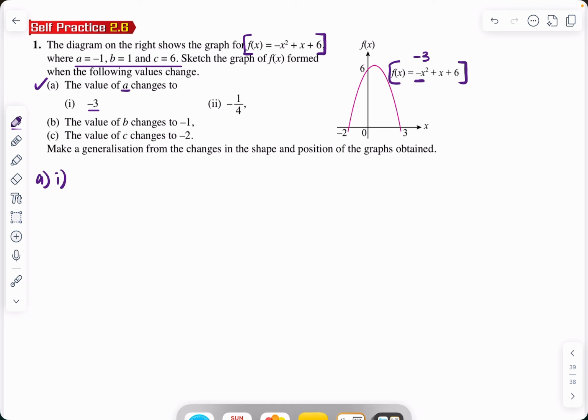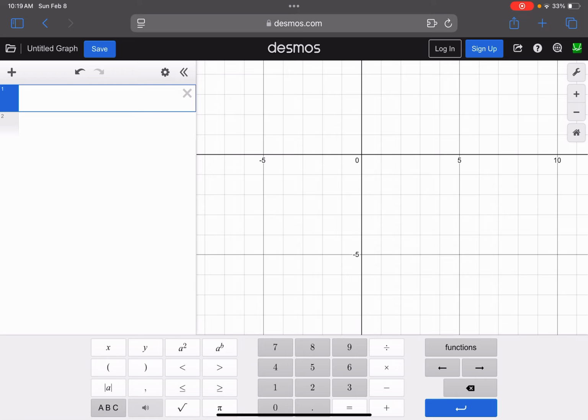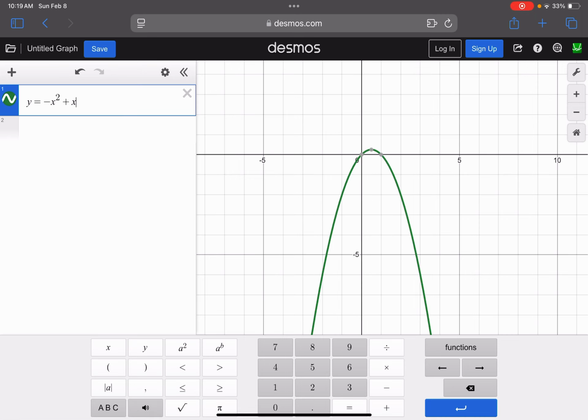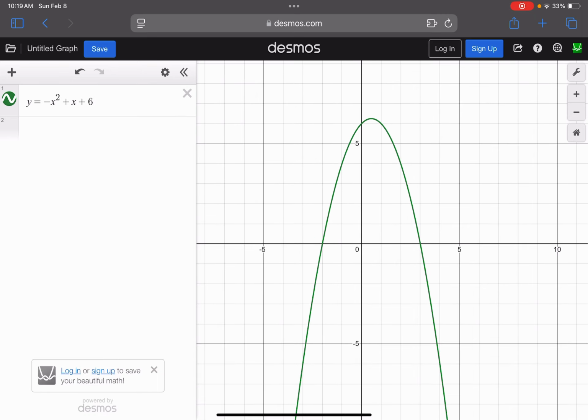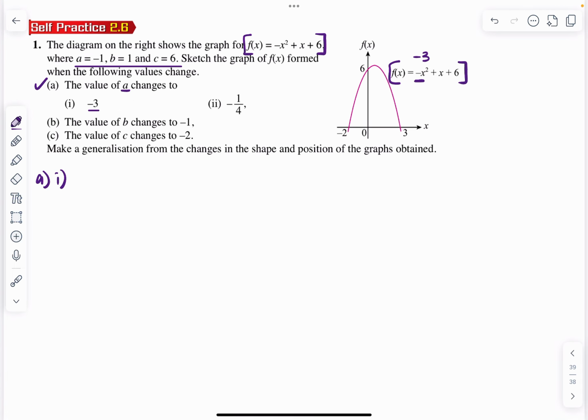Okay, so let's use the graphing calculator. We draw the original graph first: -x² plus x plus 6. This is our original graph. The y-intercept is 6 here, and our roots are -2 and 3, which follows this, -2, 3, 6.